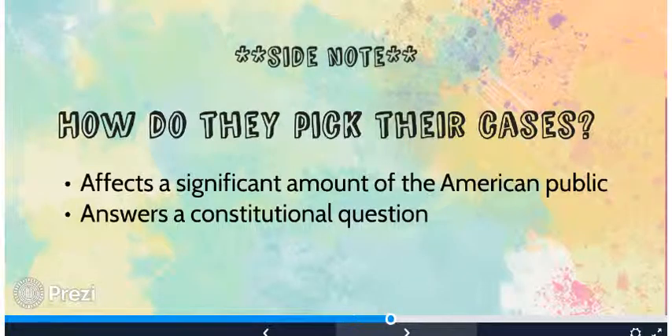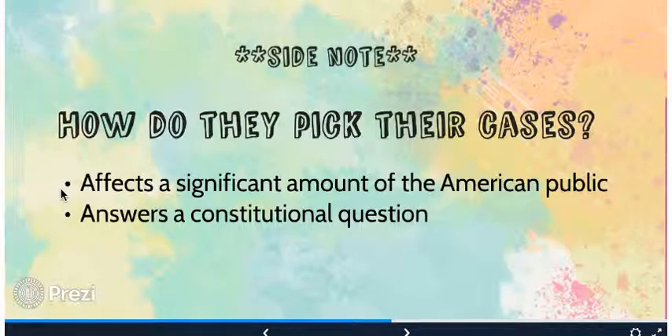Side note, how do they choose their cases? They have to be very selective because at any point in time they can receive anywhere from 5,000 to 8,000 cases a year. That's 5,000 to 8,000 people who say, this is what happened to me, I think you need to take a look at this. They have to be very selective because there are only so many hours in a day that they can do things with their time, okay?